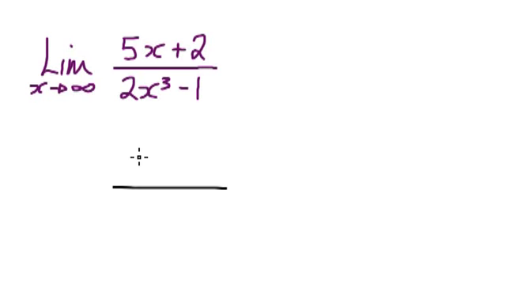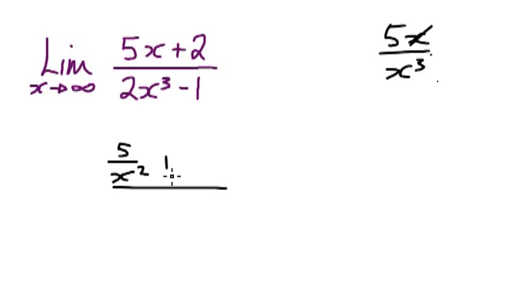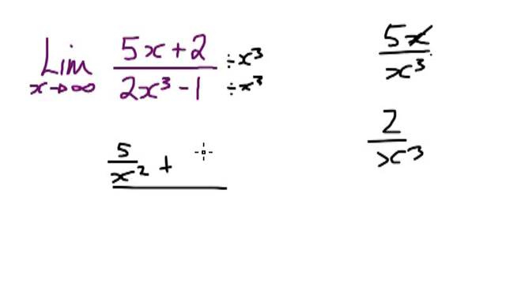So if you do that here, 5x divided by x to the power of 3 would be 5 over x squared. And I'm just dividing top and bottom by x to the power of 3. When you have a fraction, you're allowed to divide top and bottom by the same thing. Now looking at this here, 2 divided by x to the power of 3, let's just leave it as that, and at the bottom I'm dividing.